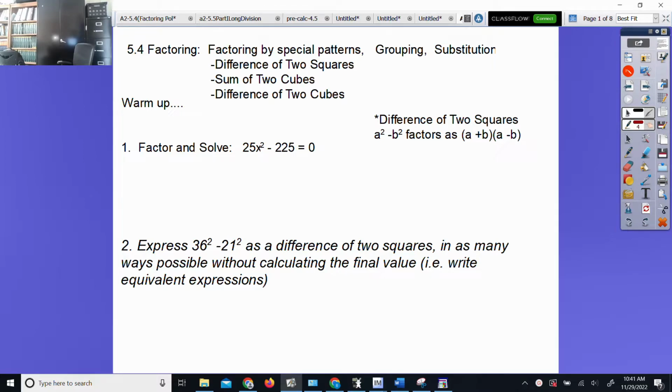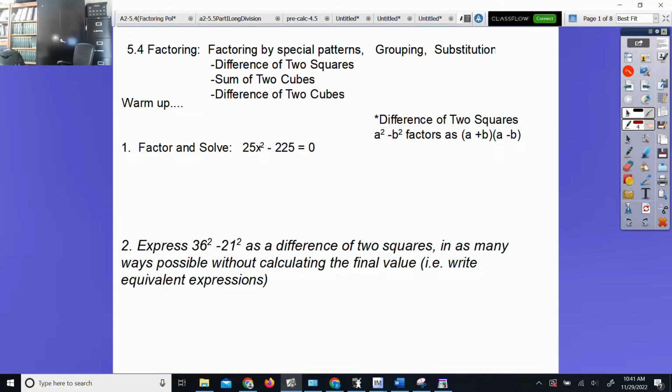And I gave you a hint there, the difference of two squares pattern is a squared minus b squared. Now it factors a plus b times a minus b, which is on your form quiz. There it is. You can actually make number one a little bit easier to do if you look at it and think about what you can pull from both terms to start.